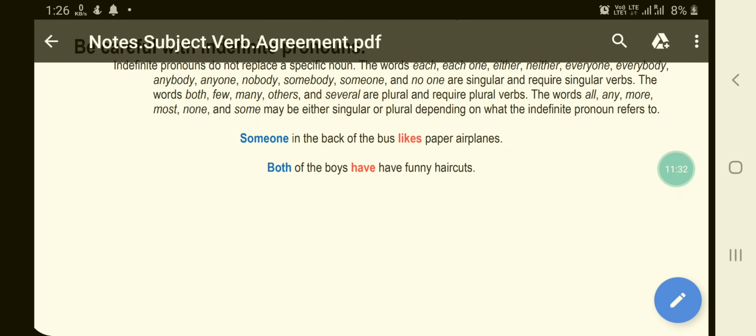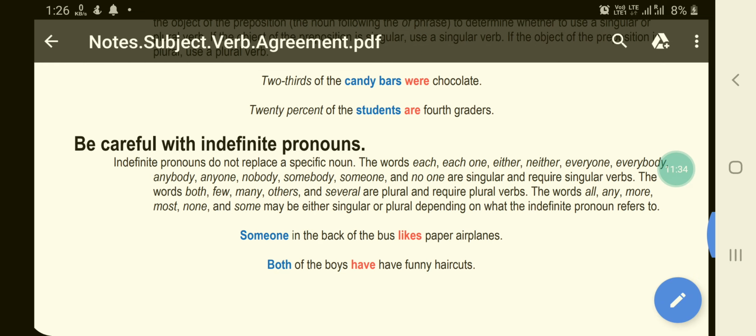So children, what you will do is you will go through the rules properly, and related to this, I'll give you one exercise as a part of homework.